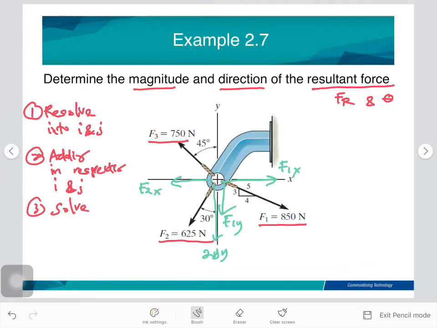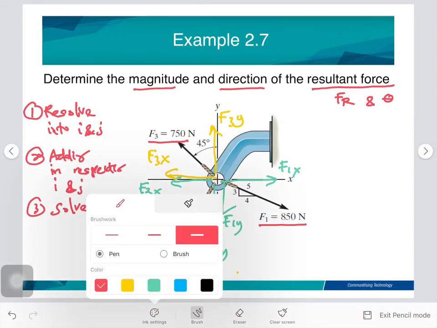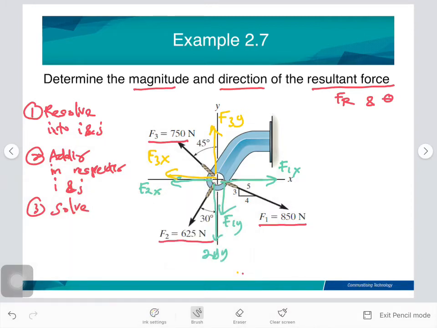So F3 here, you have F3x and also F3y. So don't forget the positive x, positive y, negative x and negative y.